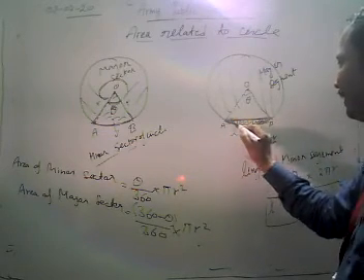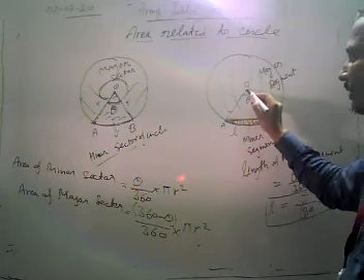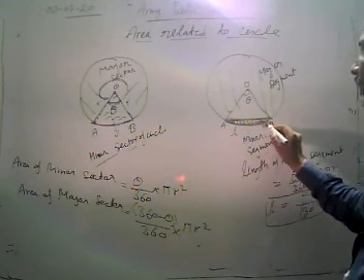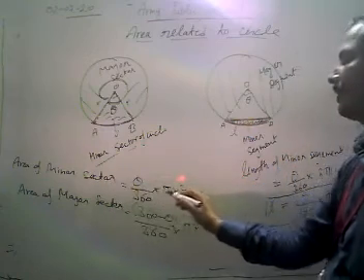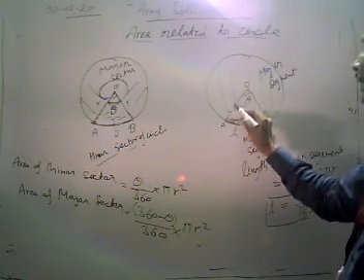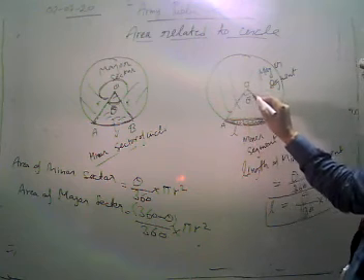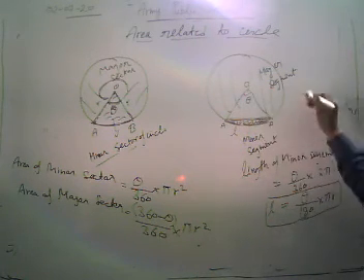To find out area of minor segment, what do we have to use? First of all, we have to find out the area of sector OAB. What is our area of minor sector? Theta upon 360 pi r square. To find out this region, then we have to minus the area of this triangle OAB. Then we get the area of minor segment.